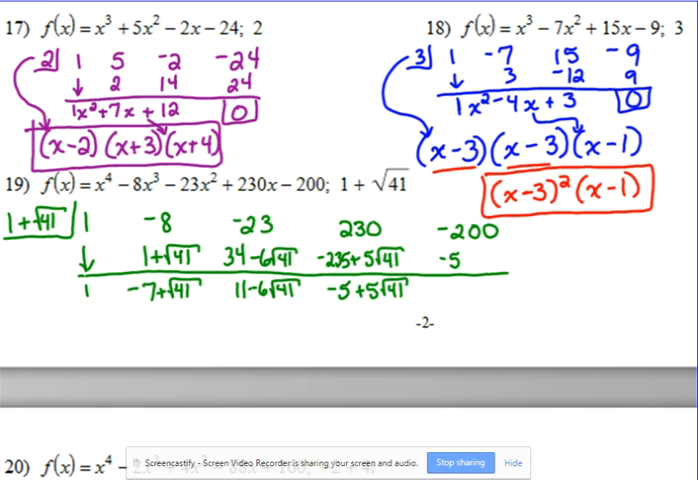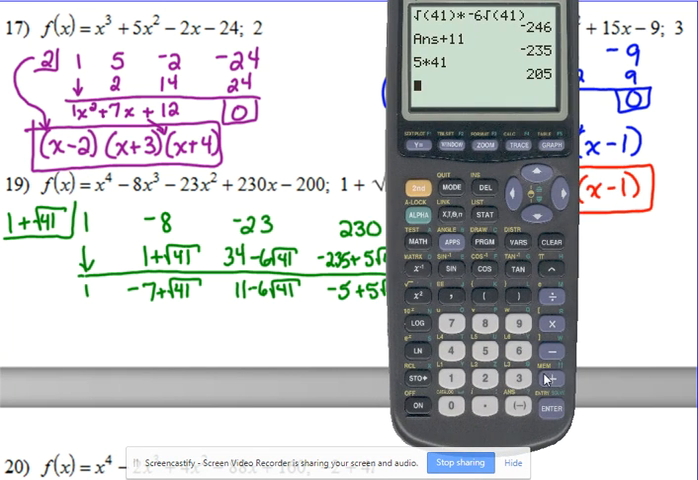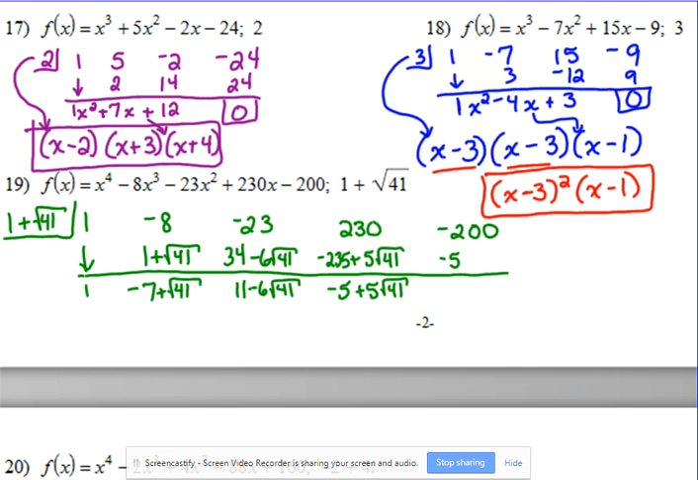And then we've got 5 square roots of 41 times the square root of 41. So 5 times 41 is 205. And we had a -5 in front of that. So add the -5. That gives us 200, which is what's supposed to happen, right? We're supposed to end up with a remainder of 0. Okay, we're supposed to end up with a remainder of 0 here.